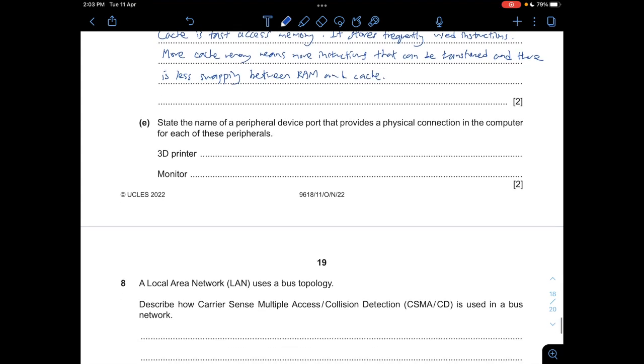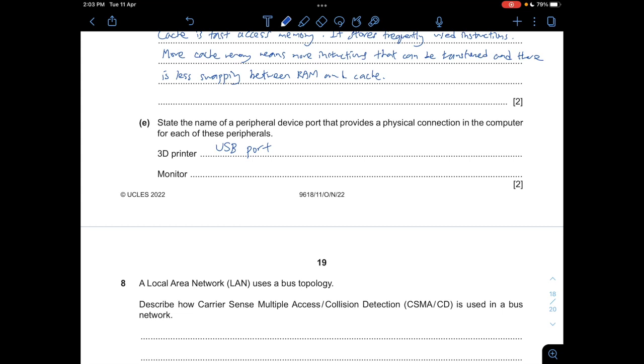Now state the name of the peripheral device port that provides a physical connection in the computer for each of these peripherals. Now 3D printer, since we are now in the 21st century, normally we'll use a USB port. Back then you still have a communications port, like probably a serial port or a parallel port, but those are in the 90s. So today, for mostly 3D printers, we use USB ports.